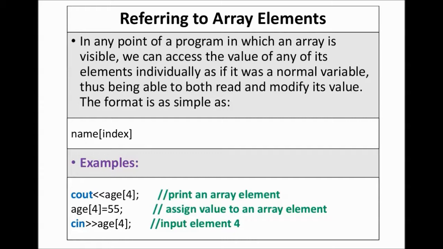For example, we write cout << age[4]. It prints the array element at index 4 of array age. And if we assign this variable a value as age[4] = 55, now we update the value of age[4] to 55. Also we can update the age[4] value using cin >> age[4].